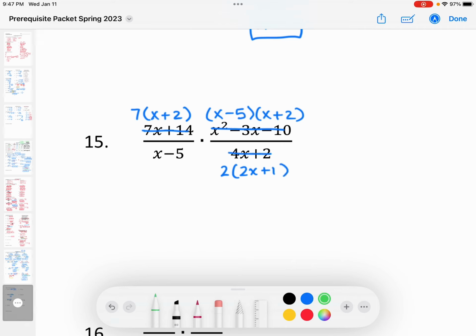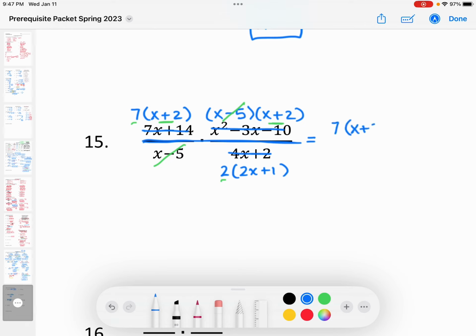All right. And these are multiplied, so you can just think of that as being one big top and one big bottom. I have the x minus 5's canceling. The 7 over 2 doesn't reduce. And the x plus 2's are both on the top. If they're both on the same side of the fraction, they don't cancel out. It's only when you take something divided by itself that it cancels out.